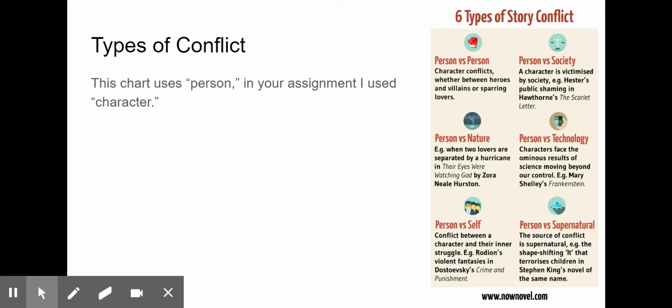So again, different types of conflicts that you might have: person versus person, person versus society, person versus self, person versus nature, person versus technology, person versus supernatural. All of these are different possibilities for conflicts that you might be encountering in your book.